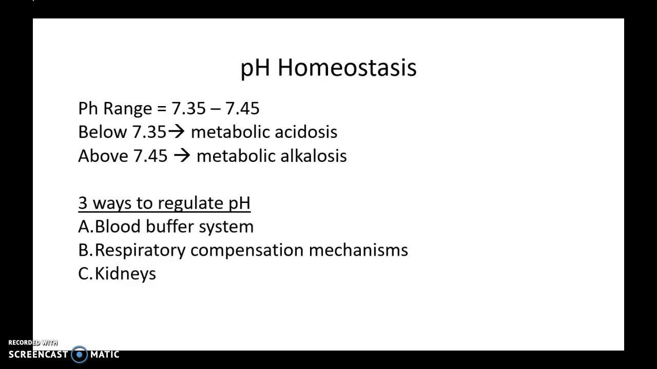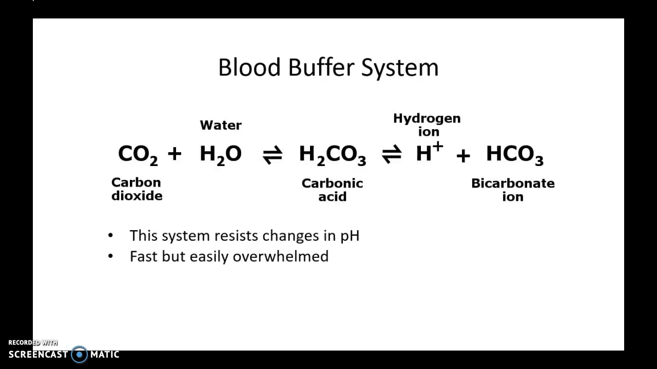Now, there are three ways to regulate pH. First, there is a blood buffer system. This is the quickest way, but this system gets overwhelmed very easily. Then we have the respiratory compensation mechanisms, which is a little slower but more steady, I would say. And the best way to regulate this is our renal system. It's the slowest but the most effective way of regulating our blood pH.